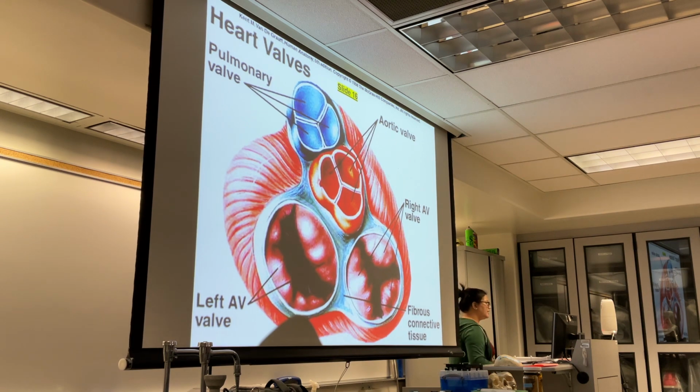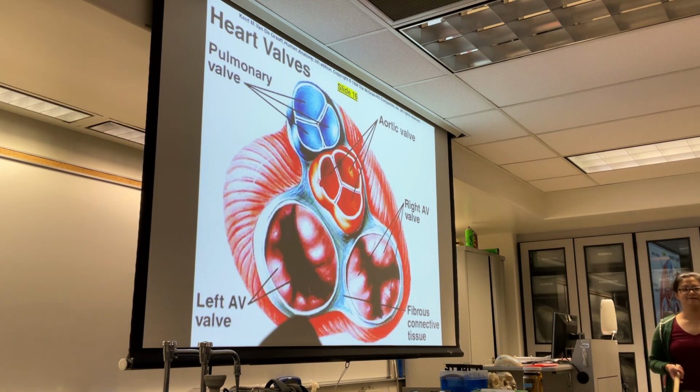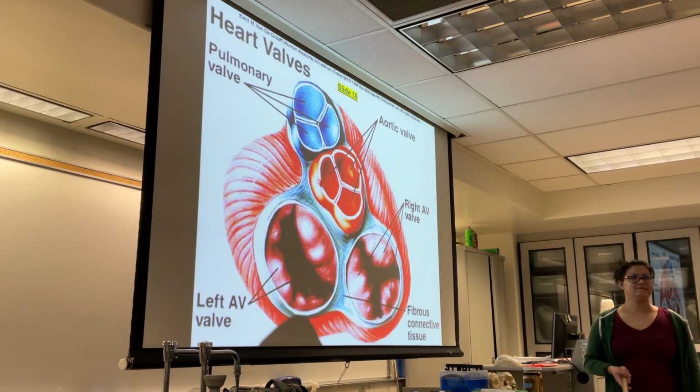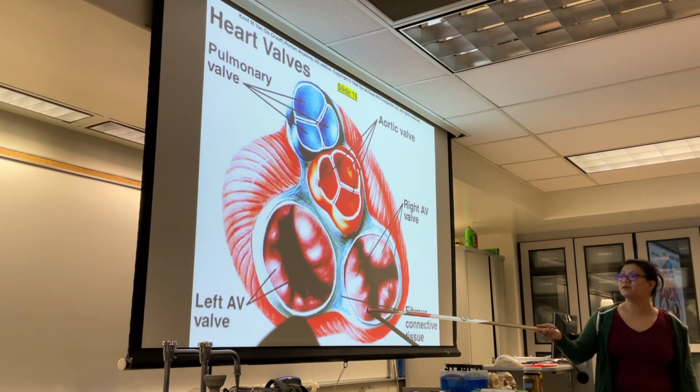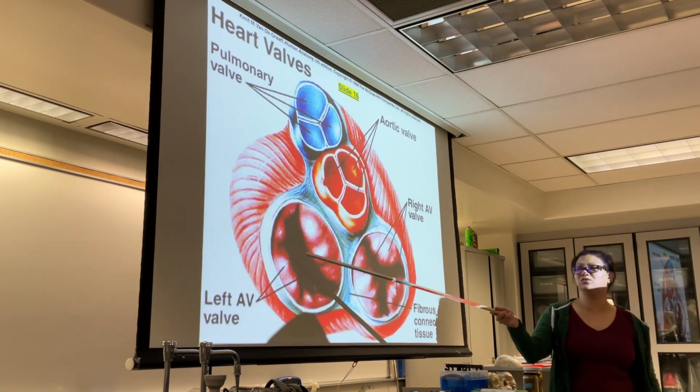I think I explained to you why they're called bicuspid and tricuspid, right? There's two on this. What does cusp mean? Wings. They mean wings. So in the tricuspid valve, you have 3 little wings or 3 little flaps. In the bicuspid, you only have 2.